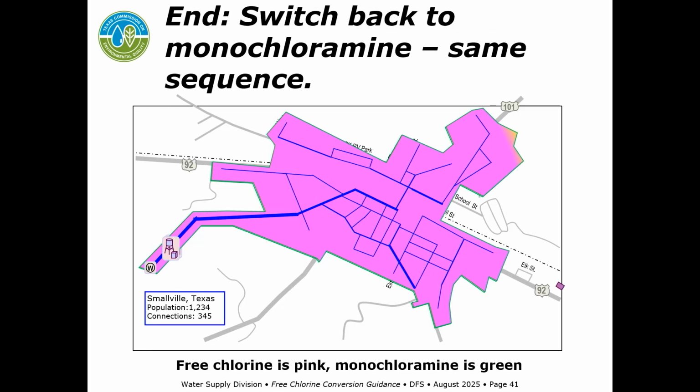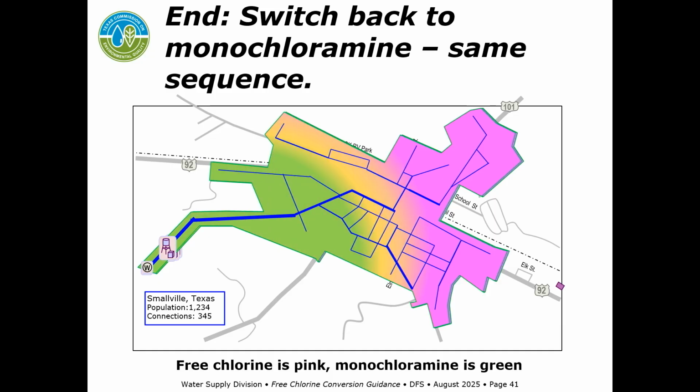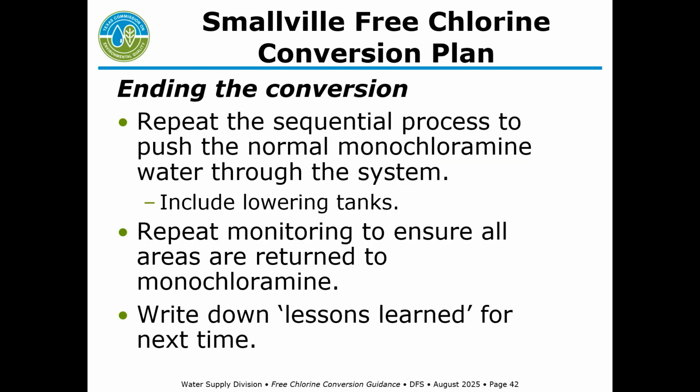At the end of this conversion, you're going to do the same thing that you did, except now you're going to be putting in monochloramine and flushing out the free chlorine, but it should be the same sequence that you used at the beginning. All right, when you're ending the conversion, like I said, just do the same sequential process.